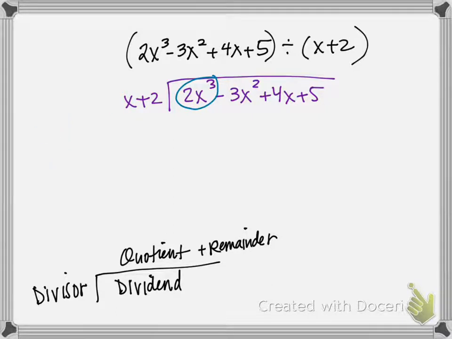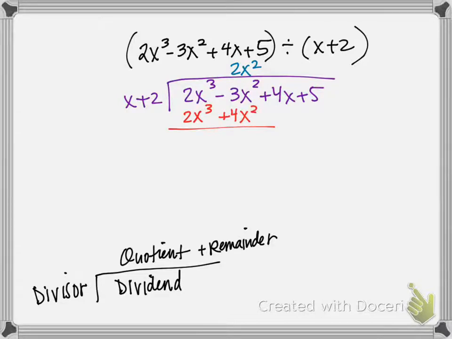In other words, x times what gets me 2x to the third? Well, that would be 2x squared. And I wrote it above the x squared term. So now I have to multiply the 2x squared with both of the terms in the divisor. So 2x squared times x is 2x to the third, and 2x squared times 2 is 4x squared.